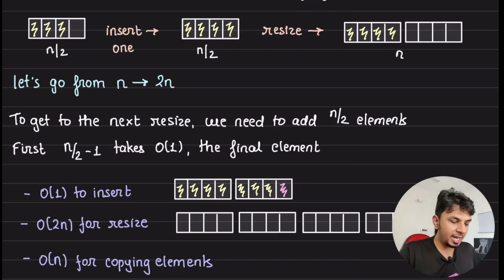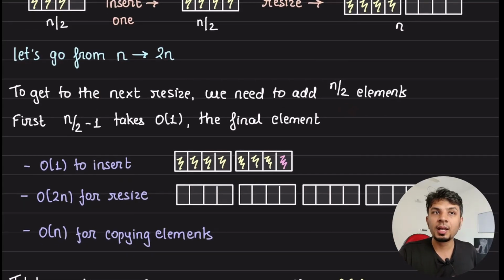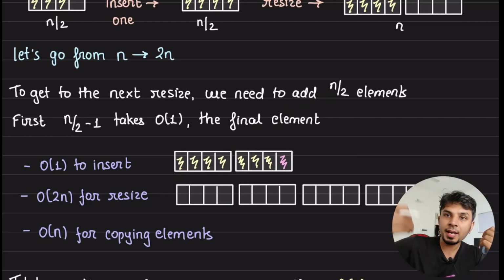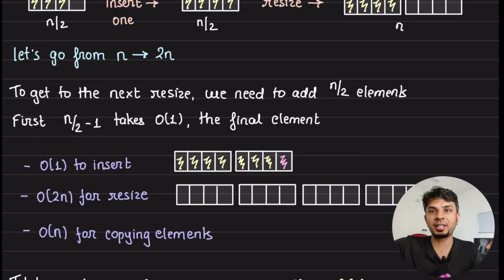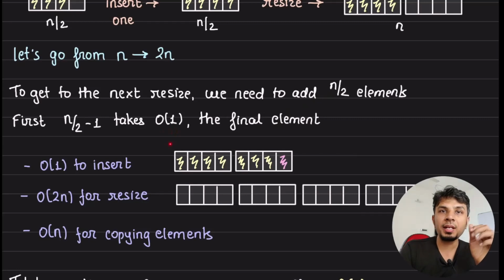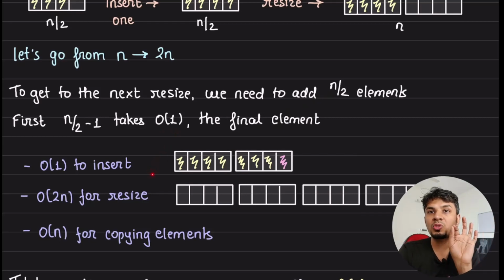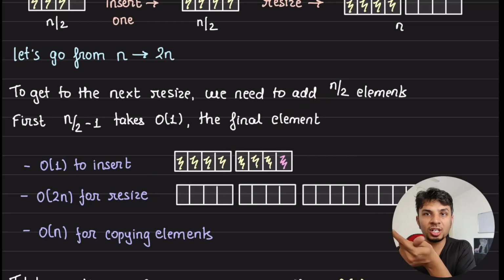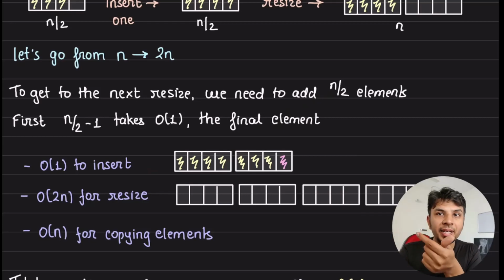So for the next n by 2 minus 1 elements that I'm adding, it would take me order of 1 time to insert. Correct? Because I'm resizing when my array is completely filled, so while inserting the last element, I'm triggering a resize. So for the first n by 2 minus 1 elements, because n by 2 slots are still remaining empty in my array, I can very easily insert with order 1.